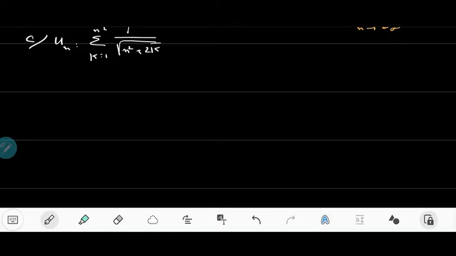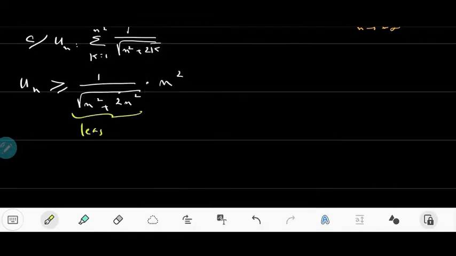Okay, so we'll try to do it. Let's try to find a lower bound first. We know that un is greater than the least term, which is 1 over square root of n squared plus 2n squared, times the number of terms, which is n squared. So here you have the least term, and here we have the number of terms.